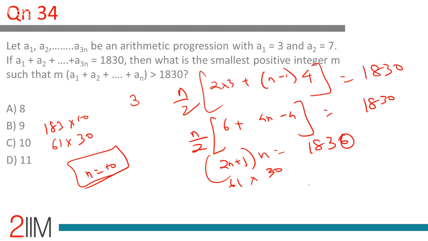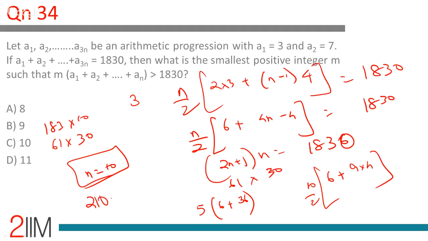So we're doing 10 by 2 into 2 into 3, 6 plus 10 minus 1, 9 into 4. Or 5 times 6 plus 36. Or 42 into 5, 210. And 210 into m is greater than 1830. Or 21 into m is greater than this. Let's divide this by 3, 61, 7. 7m is greater than 61. 7 into 8 doesn't work. 7 into 9 works. That's what you're looking for.